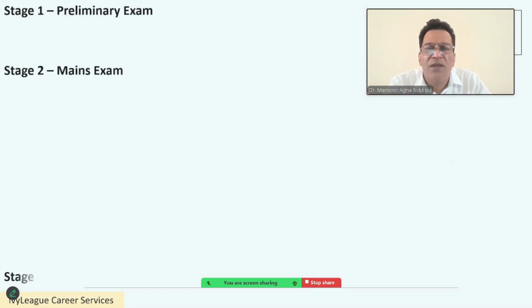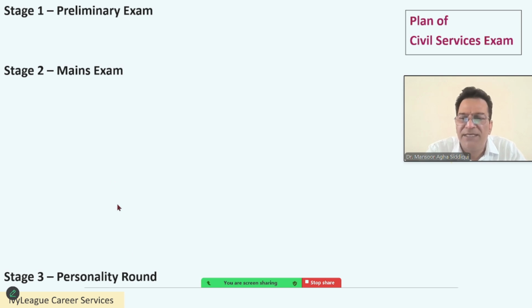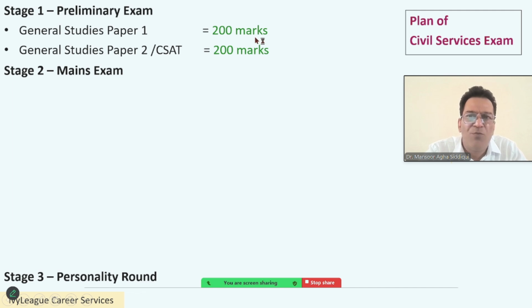Now, if you look at your examination in a holistic manner, you have a prelims paper, a mains examination, and a personality round. The prelims examination has clear 2 papers of GS paper 1 and paper 2, which is CSAT. Each of these papers has 200 marks, and students who clear CSAT paper, their paper 1 is checked, and based upon their performance, they move on to the mains examination.